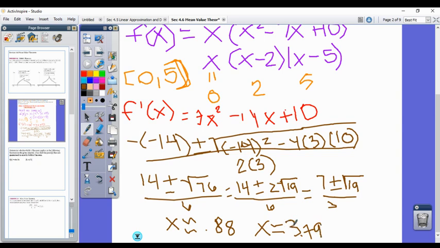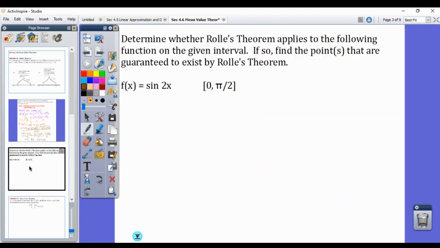Okay, so let's do another one. Okay, so first question, is this continuous? And the answer is yes. Is it differentiable? And the answer is yes.